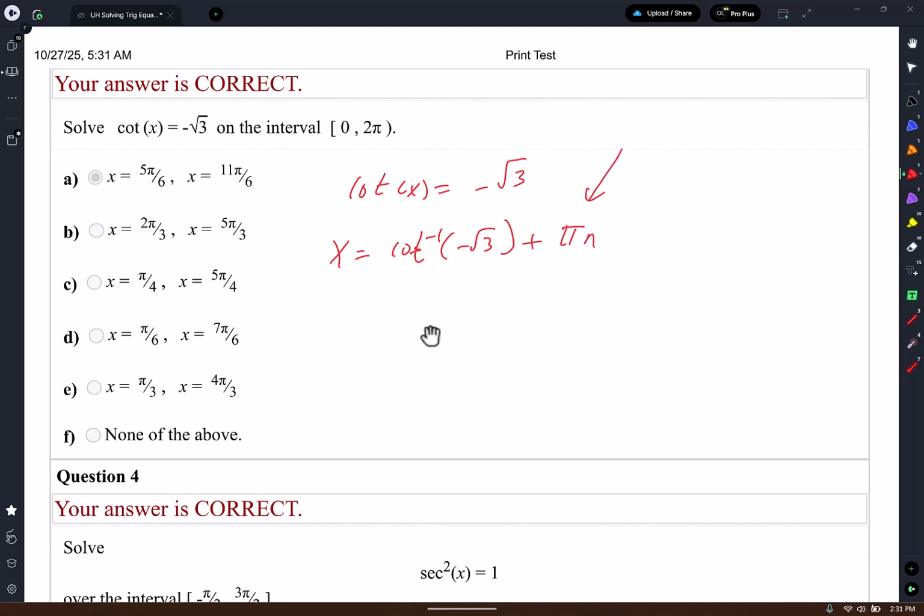The period for cotangent and tangent is pi. That's why there's a pi n there. Let me put that for good notes. Period of tan theta and cotangent theta is pi. It repeats every pi. Here's my unit circle.